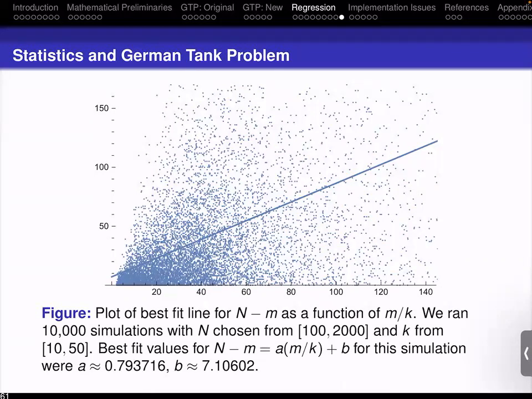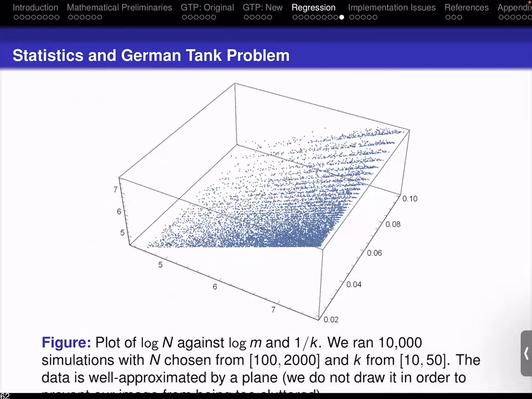Okay. I'm not going to go into too much detail on this, but this is plotting the log of N against the log of M and 1 over K. And if you look at this, this is actually looking like a pretty good plane. Just saying that there is a pretty good linear relationship in terms of what's going on.